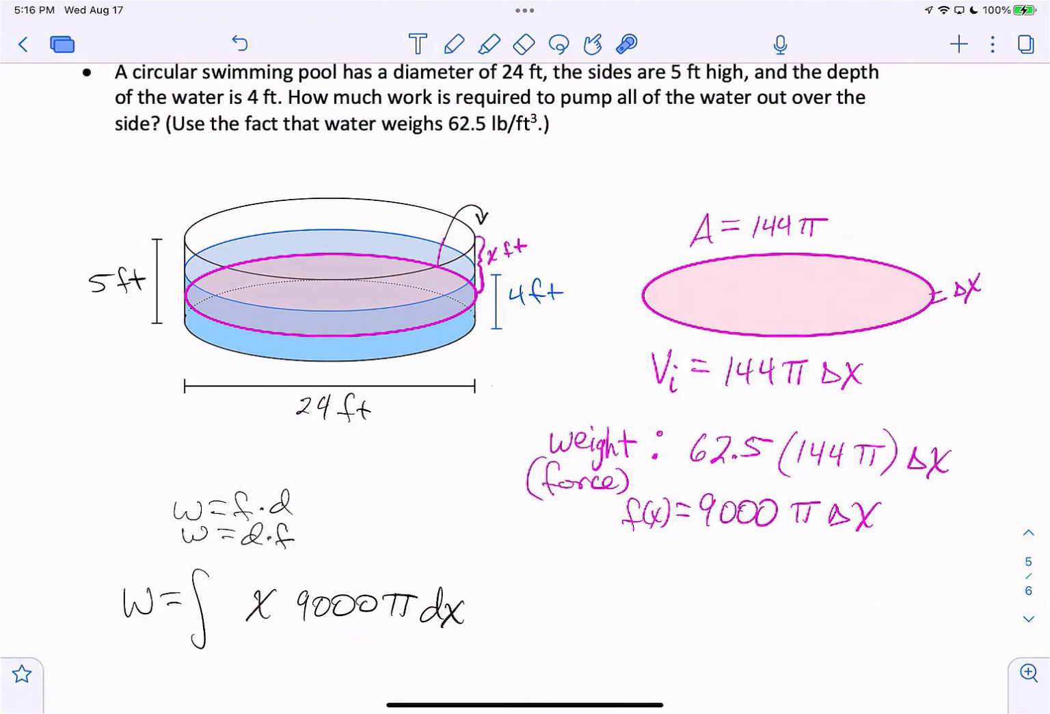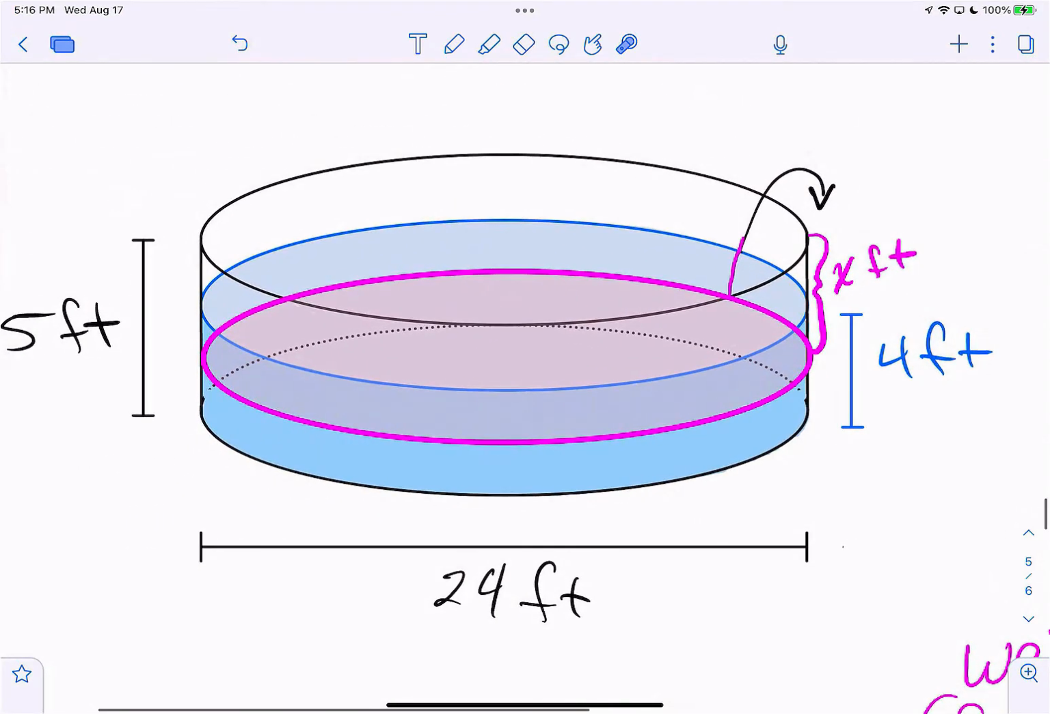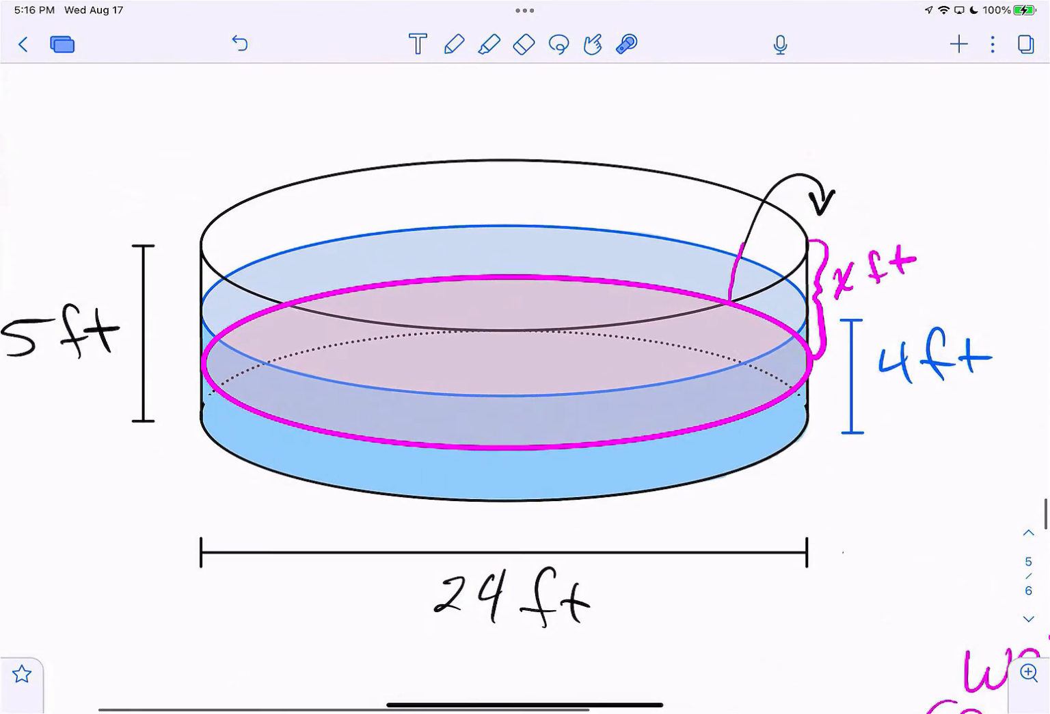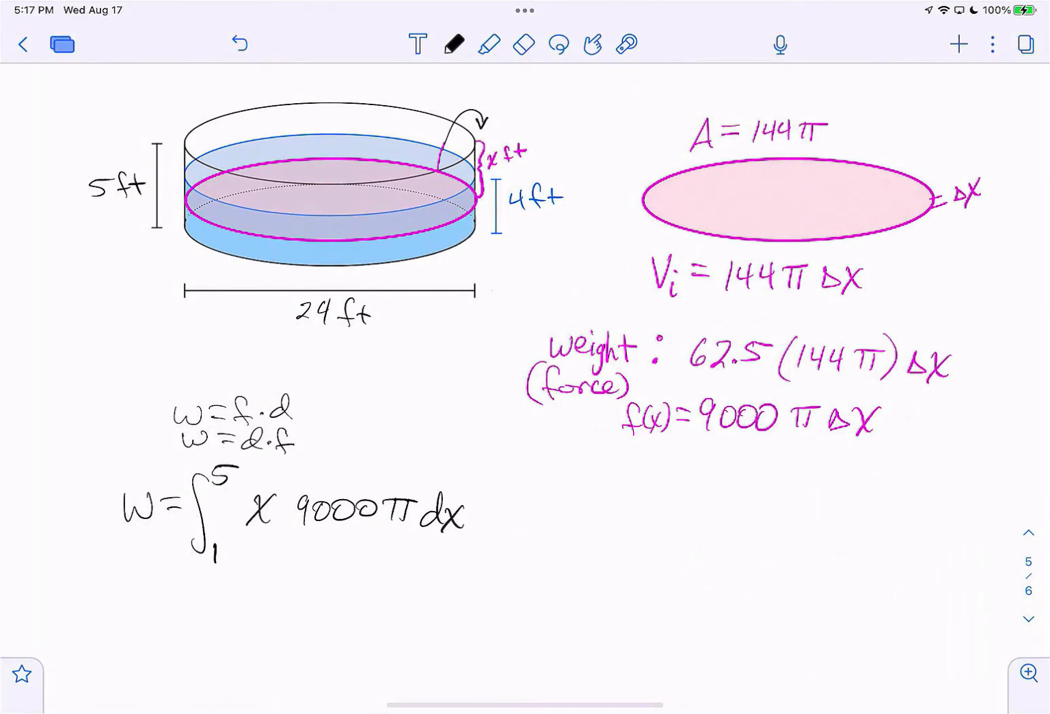Now, we're integrating with respect to x. What did x represent? The distance that a layer of water has to move. In this picture here, the pool is 5 feet deep with water that's 4 feet deep. At minimum, this very top layer of water needs to be raised 1 foot to go over the edge. At maximum, this very bottom layer of water needs to be moved 5 feet to be pumped out over the edge. Therefore, my limits of integration are from 1 to 5.